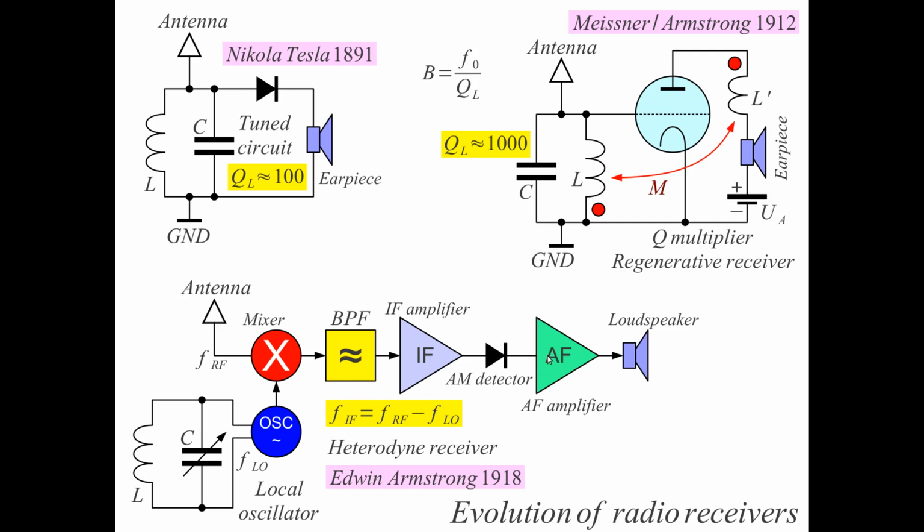A detector followed and an audio amplifier also followed, because if vacuum tubes are available, they could also be used for audio frequency amplification here.